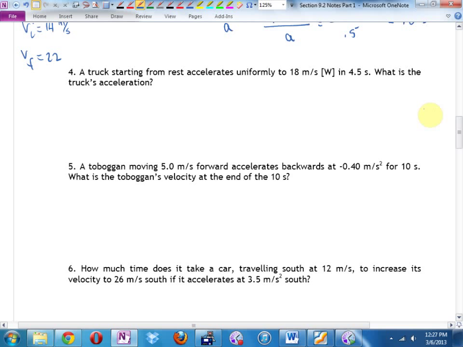Number 4, a truck starting from rest accelerates uniformly to 18 meters per second west in 4.5 seconds. What's the truck's acceleration? What are they asking me to find? In physics, it's usually pretty easy to figure out what they're asking me to find. So I'm going to write down a equals question mark. Okay, let's list our data. What else have they told me?